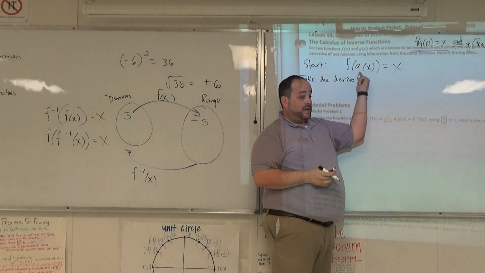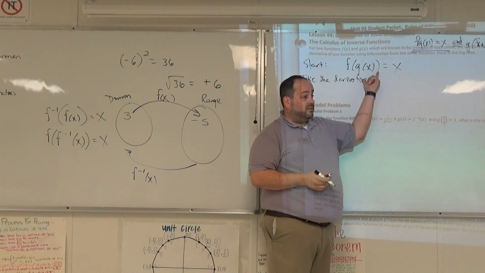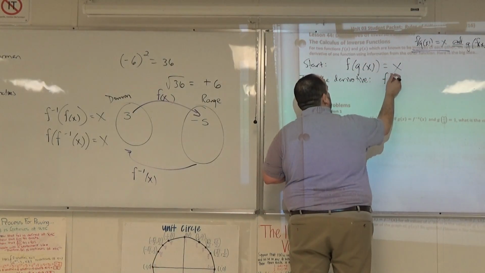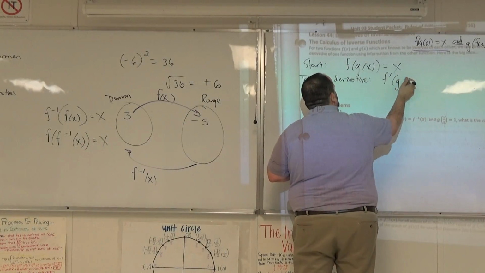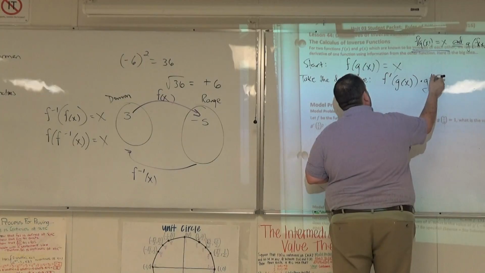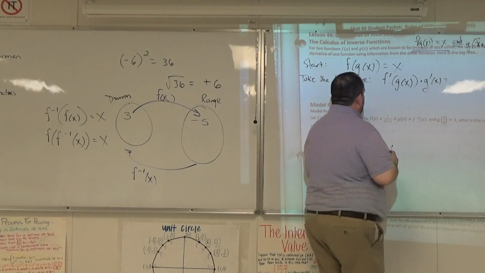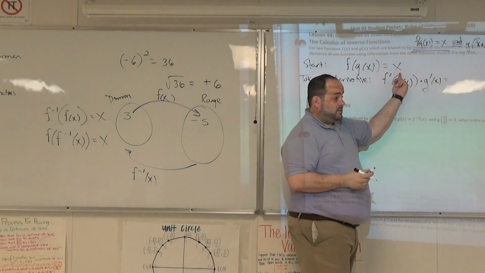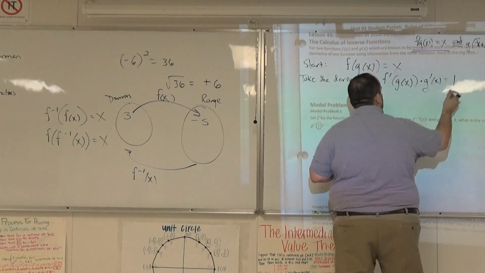Chain rule, right? F of g of x. If I'm going to take the derivative, I need chain rule. And the chain rule tells me, take the derivative of the mama, leave the baby alone, times the derivative of the baby. Now keep taking the derivative. Take the derivative over here on this side. The derivative of x is 1.